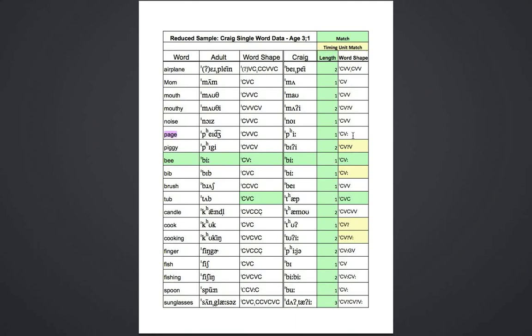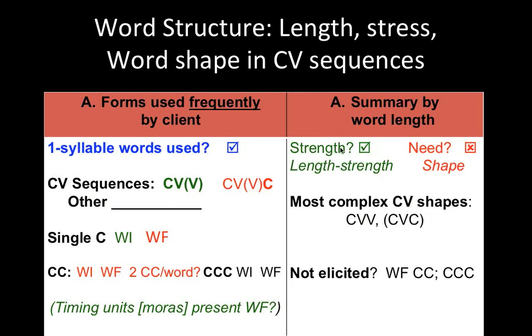So he has 1 syllable words, but the shapes are still very basic, CVV. So we will need to work on the shapes of 1 syllable words. So length is a strength and shape is a need. So what do we record in the most complex CV shapes section?